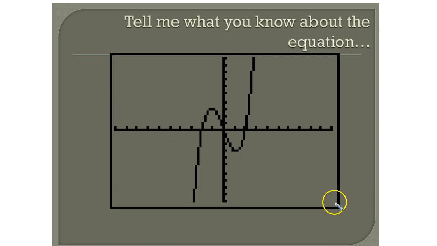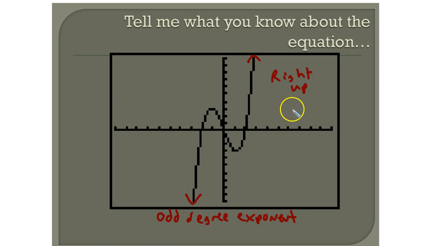Let's look at this graph and see if we can figure out what we know about the equation. This is kind of like what we were just talking about in reverse. First off, do you see that one arrow is up and one is down? They're in different directions. So what does that tell us about the degree? That it's odd. Since the right side is up, what does that tell us about the leading coefficient? It tells us that the leading coefficient is positive. We know these two things just by looking at the picture and using the end behavior.